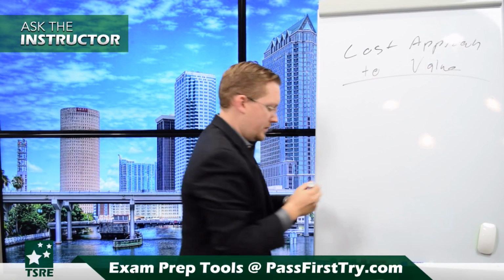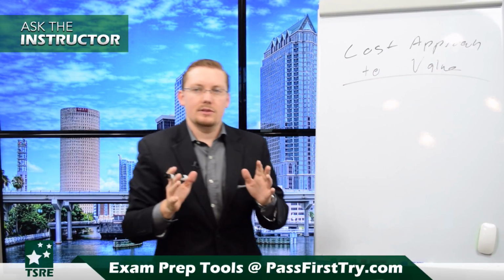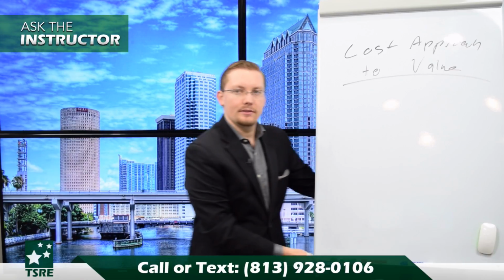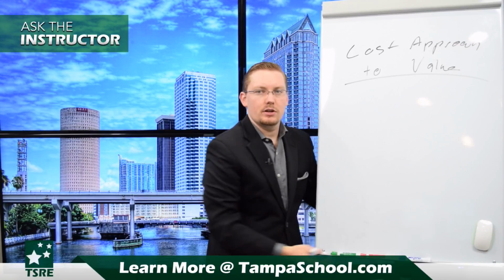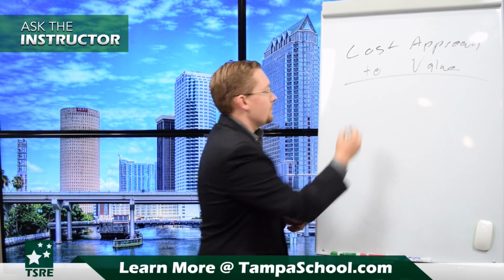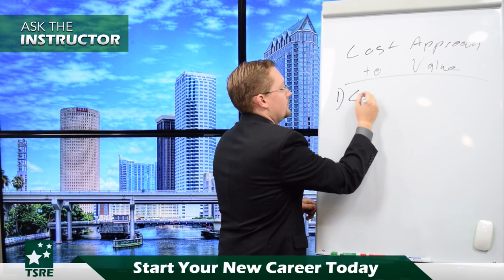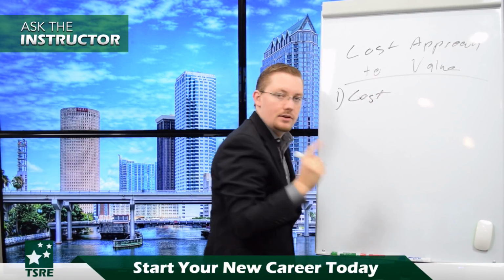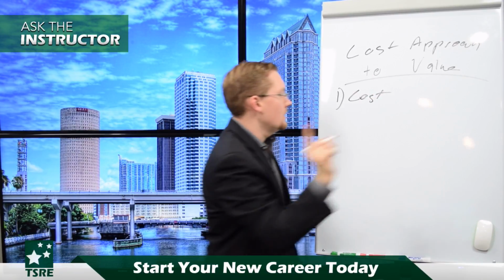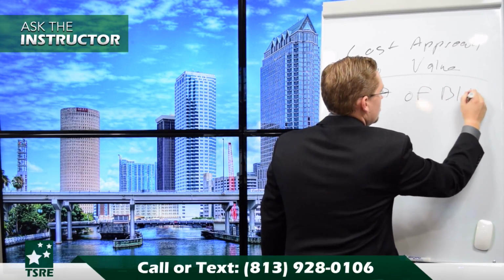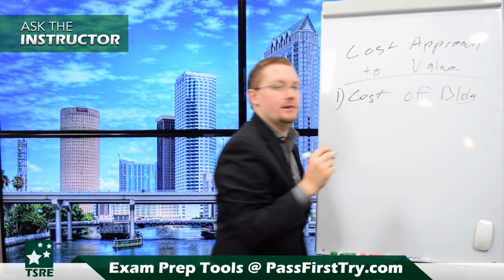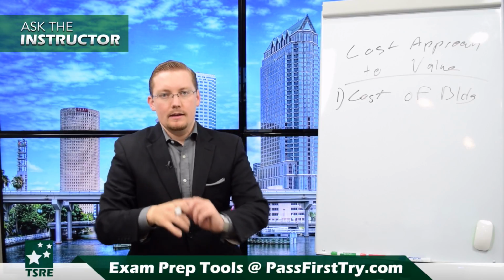So with the cost approach to value, basically, there's a few key steps when you're figuring out the value of a property. And first and foremost, when you're using the cost approach to value, number one is you find the cost, but here's the thing, of the building. So you figure the cost of the building.